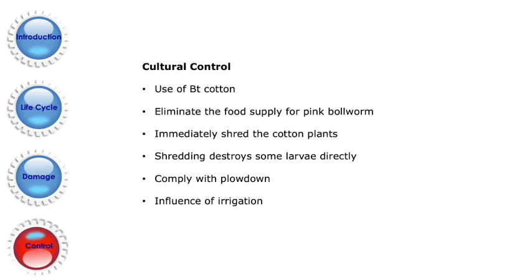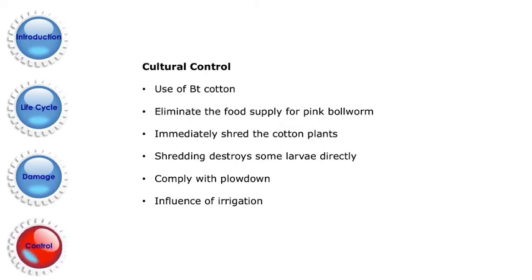The use of Bt cotton will help prevent damage by pink bollworm. A recently developed transgenic cotton, Bollgard 2, offers suppression of cotton bollworm along with beet armyworm, pink bollworm, and tobacco budworm.